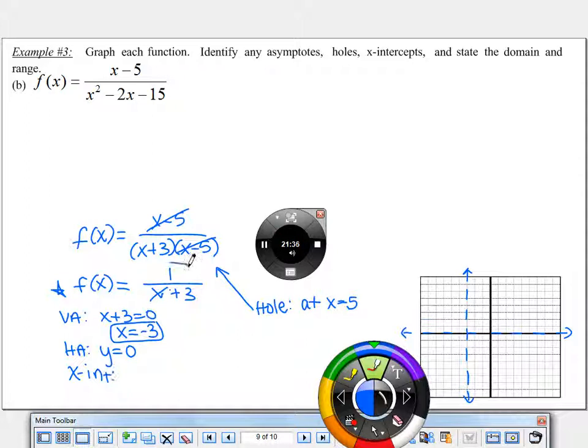So remember, we're looking at this function. Okay? All of our graphing can be done with this function. We just have to remember this one little fact about putting in a hole for the original way it was built. Okay? So in this function, what are going to be our x-intercepts?